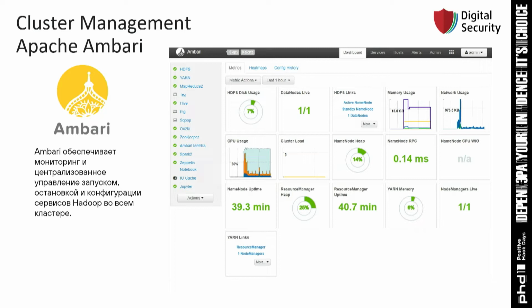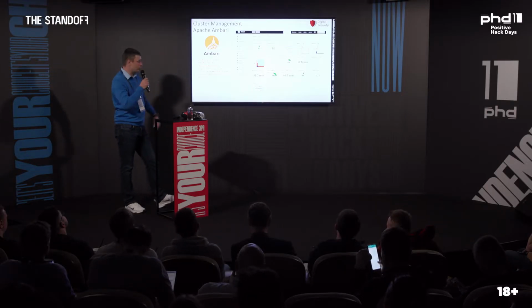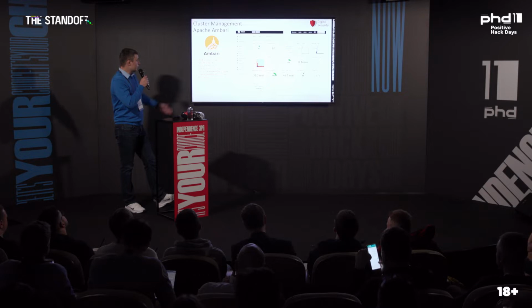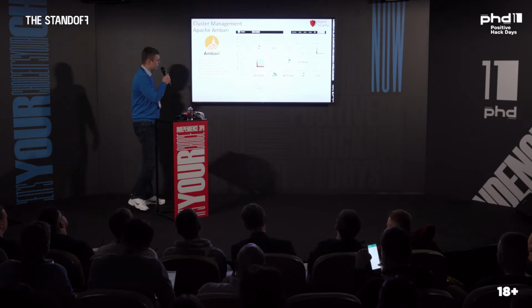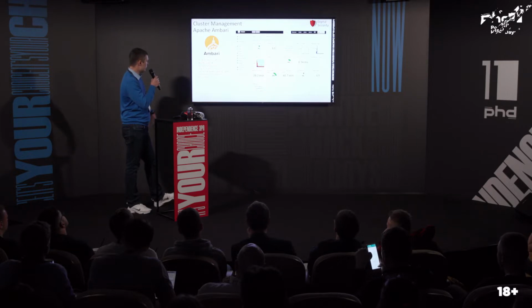We'll start with cluster management, Apache Ambari, which is a tool for the monitoring and centralized launch, shutdown, and configuration of all of the Hadoop services in the cluster. It's a dashboard, in other words, for the entire cluster. You can see the main metrics here on the screen, on the main page.